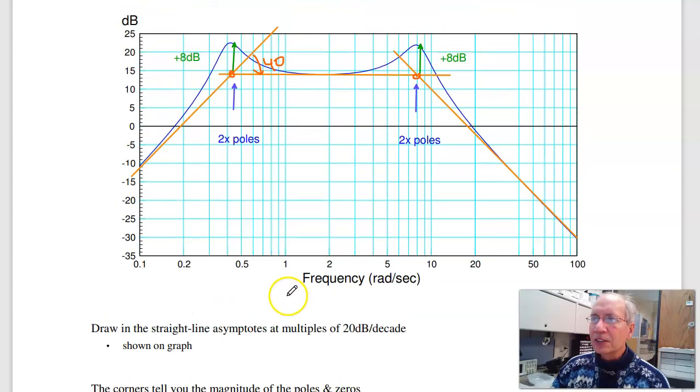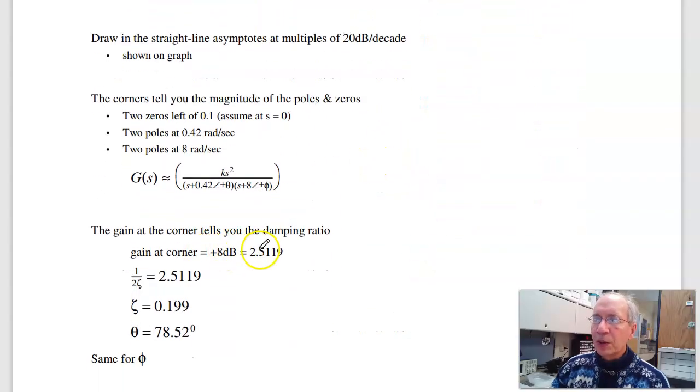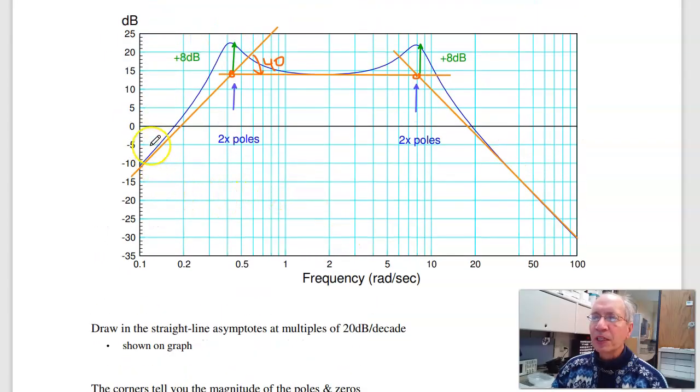To get the angles, I find the gain at the corner. This is a resonance, about 8 dB. This is about the same. The gain at the corner tells you zeta. So 1 over 2 zeta is the gain at the corner. 8 dB is 2.51. Solve for zeta. Zeta is 0.199, or 78 degrees. So that is theta, and that's also phi, since they were both 8 dB. The s squared in the numerator comes from over here. This is going up at 40 dB per decade.